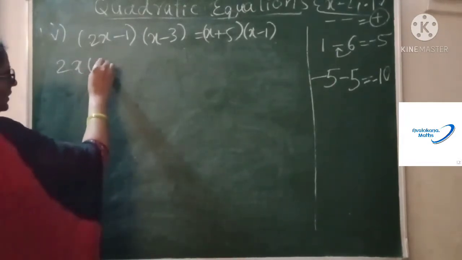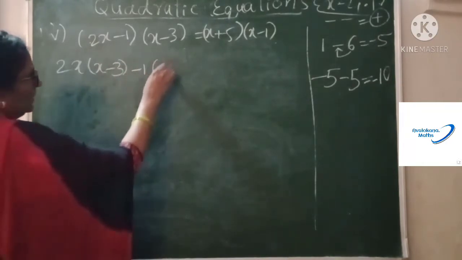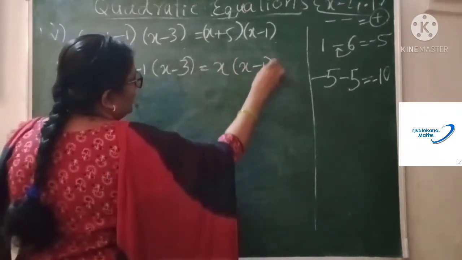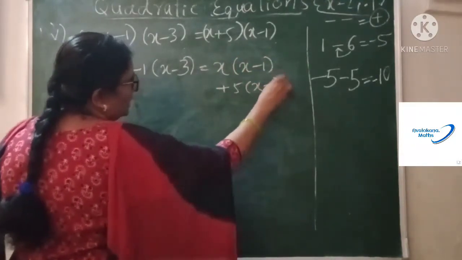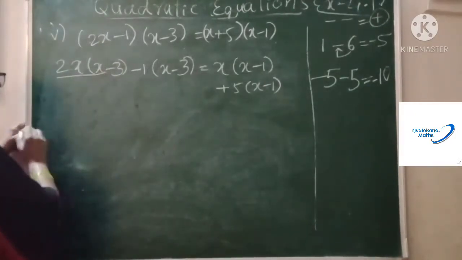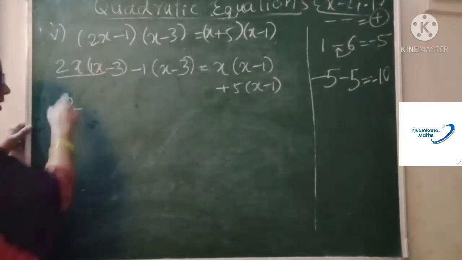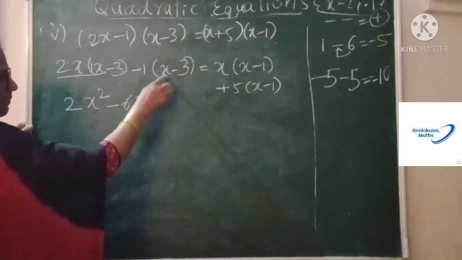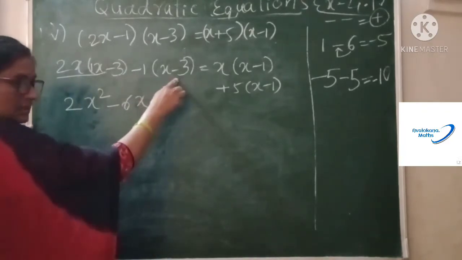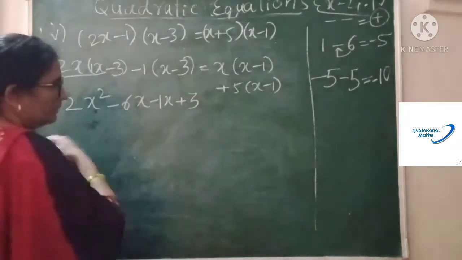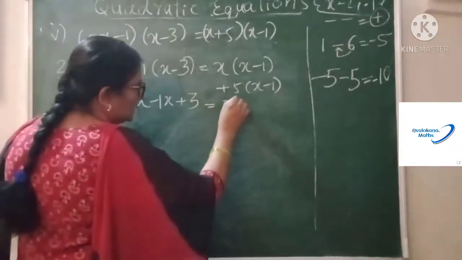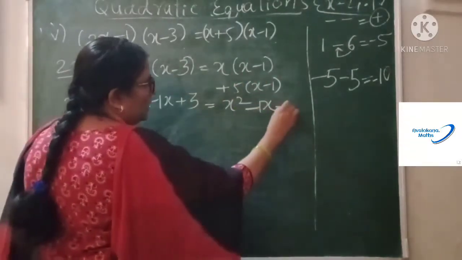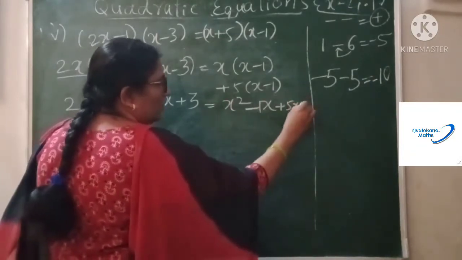Yes children, 2x into, follow this one. x minus 3 minus 1 into x minus 3 is equal to x into x minus 1 plus 5 into x minus 1 this way. So what you will get here is 2x into x. Yes, 2, nothing means it is 1. Okay, 2 into 1 is 2, x into x is x square, minus 2 3s are 6x, minus 1x minus, it is plus 1 3s are 3. Yes, now it is x into x, it is x square, minus x into 1 is 1x. I can write x plus 5x. 5 into 1 is minus 5.